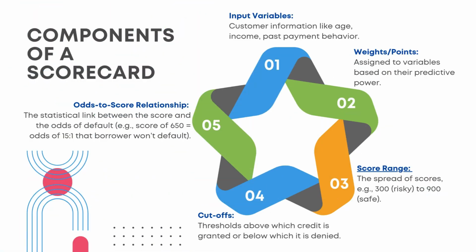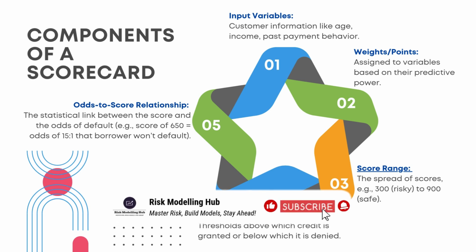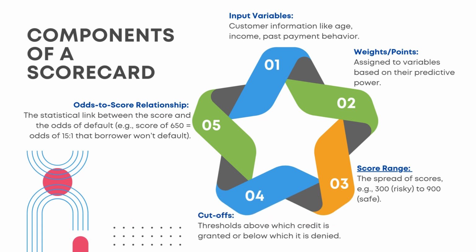So, what are the components of a scorecard? To understand the model, we need to know its components, such as input variables. These are the customer features that go into the model, such as age, gender, or account behavior. Weight or points, meaning each variable contributes differently to the final score, and these weights are assigned based on statistical significance, that is their predictive power.